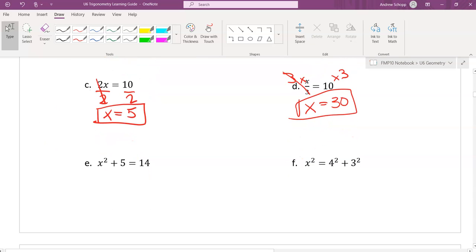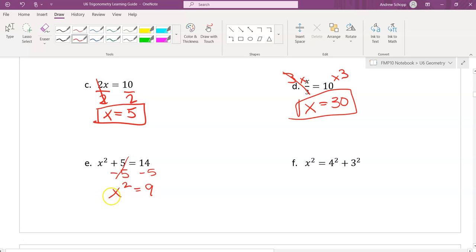If we look at e, we have x squared plus 5 is equal to 14. So order of operations tells us we are first going to square x, and then we add 5. So to undo these operations, we start with the last operation, which was add 5, and we do the inverse of it. So we will subtract 5 from both sides. Leaves us with x squared on the left. And 14 minus 5 would be 9.